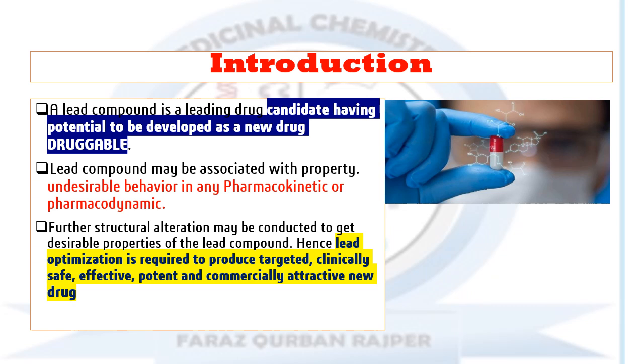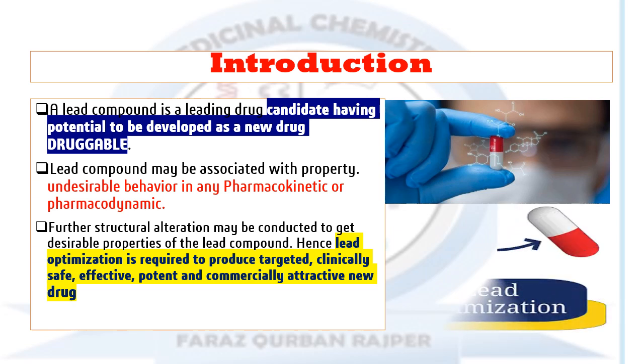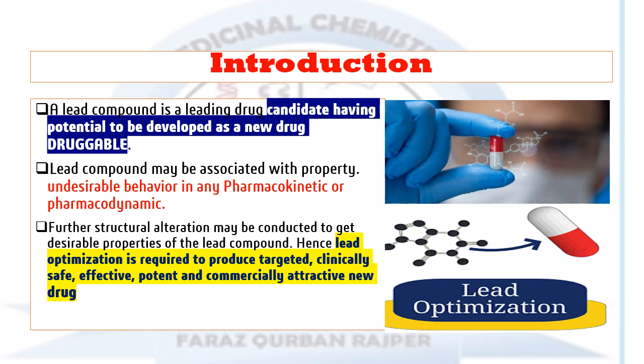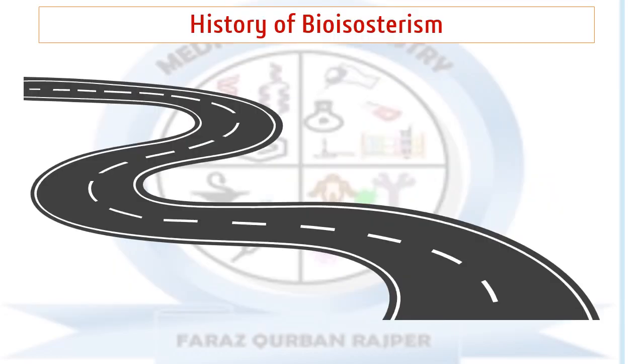Lead optimization is a process in which we modify the lead molecule to produce a target clinically safe, effective and potent commercially available drug. So how does lead modification take place? The concept behind all this is bioisosterism. Now let's dive into the historical roadmap for the bioisosterism concept.